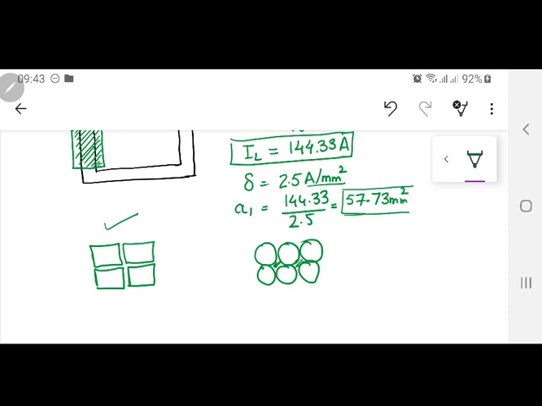Second reason over here, which is very important: when you are arranging many circular conductors in parallel, it's very difficult to make them into some form or shape. So the form factor is much easier if you are comparing a square shaped conductor or a rectangular shaped conductor over here. Thirdly, which is very important, you are having a much larger area of 57.73 mm square.